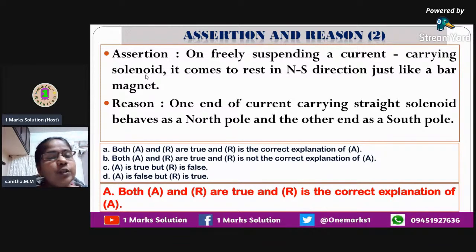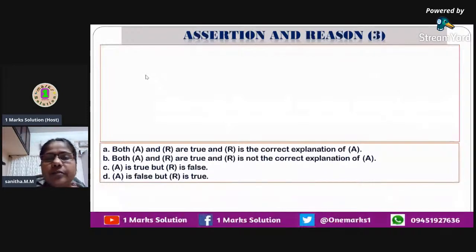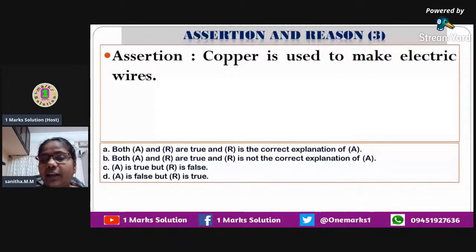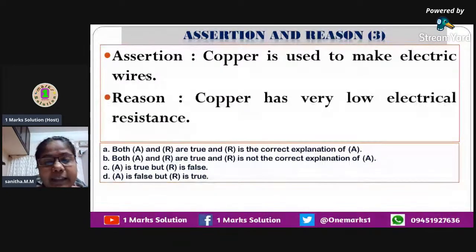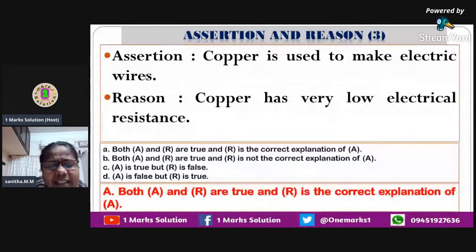Now we can go for the next one, third question. Assertion: Copper is used to make electric wires. This already we have discussed. Why? What is the reason? Copper has very low electric resistance. If resistance is low, conductivity will be more, right? So the assertion and reason are absolutely correct, and the reason is the correct explanation for the assertion. You will think it's very simple, and all of you know that, but don't make mistakes, right? So here the option is A.